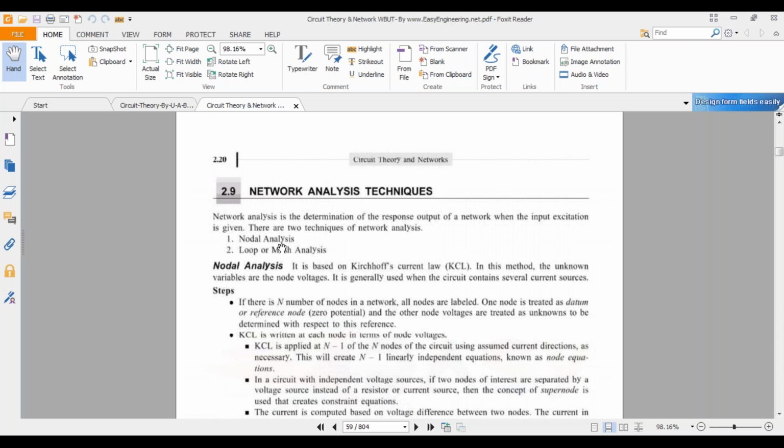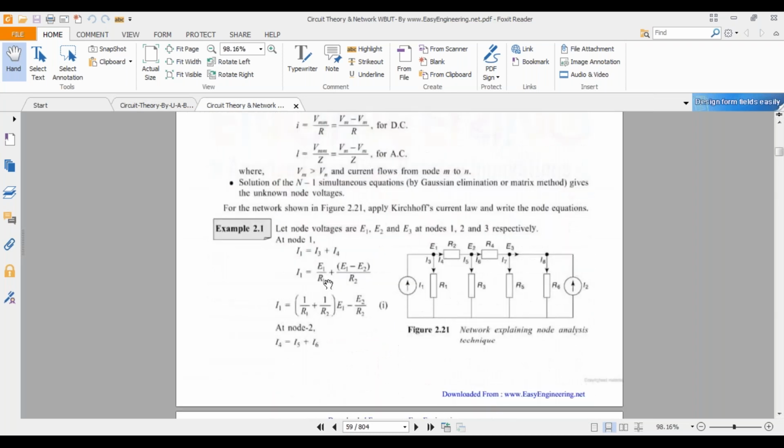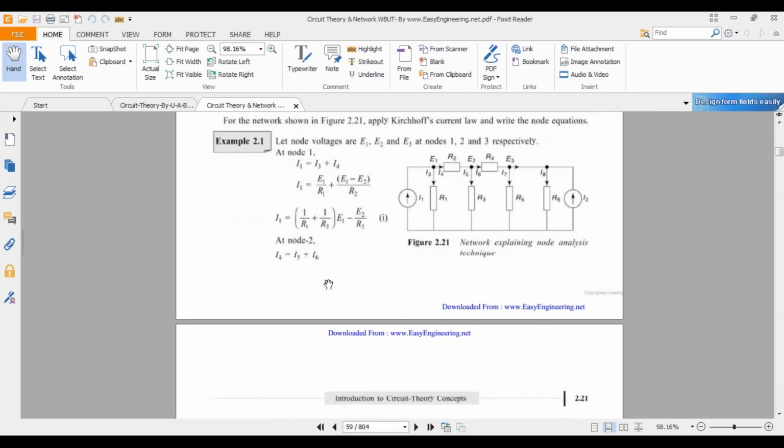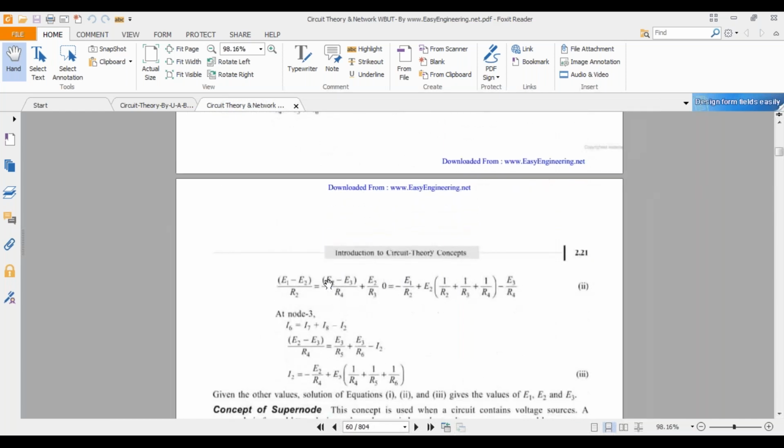Nodal analysis means that we are going to use Kirchhoff's current law. The second technique is called mesh analysis. Mesh analysis is based on the KVL law. And the third technique to solve circuits is source transformation.